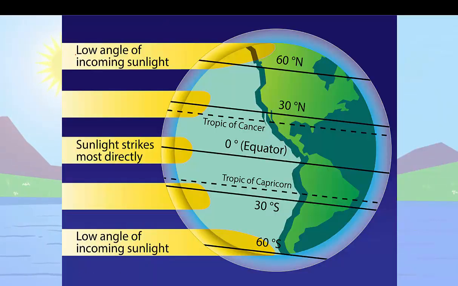As we see here, low angle of incoming sunlight like this, and the sun rays strike most directly at the equator. Here, low angle of incoming sunlight also at the North and South Poles. The low angle of incoming sunlight means coldest region. And here at the equator, the sunlight strikes most directly, or the sun rays are perpendicular, so it is the hottest region. Between them, we call it moderate regions, at which the evaporation is moderate.